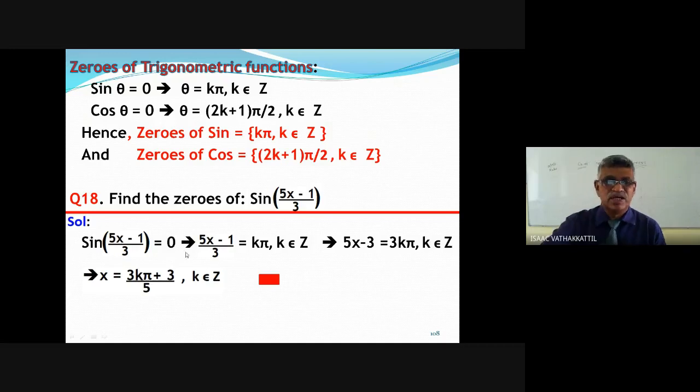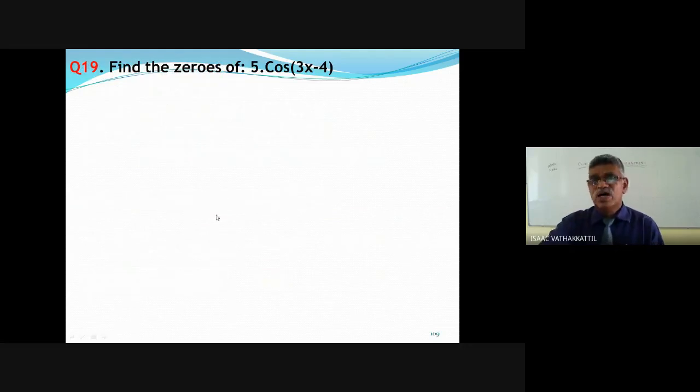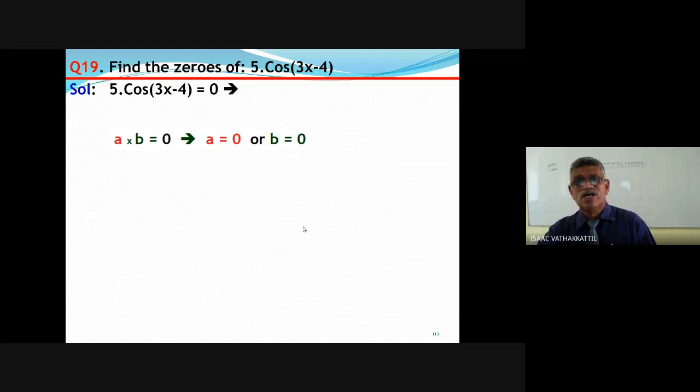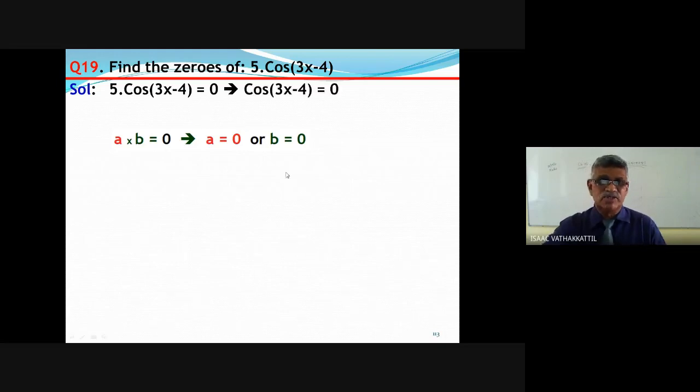Now I can find zeros of any function. Suppose let me take one more. Find the zeros of 5 cos 3x minus 4. Will that 5 affect the zero? No, because we know f(x) equal to 0, that is 5 cos 3x minus 4 equal to 0. A into b equal to 0 means either a is 0 or b is 0. But 5 is not 0. Therefore, cos 3x minus 4 equal to 0.